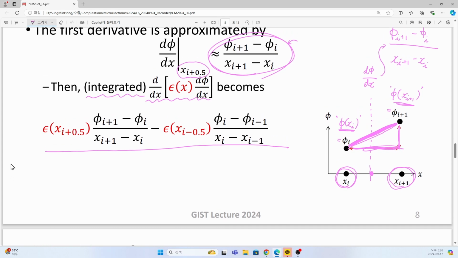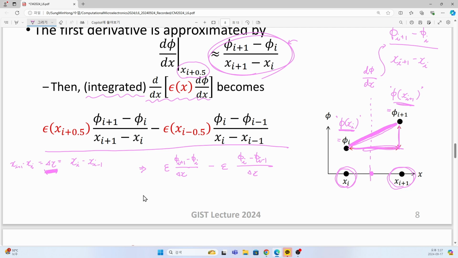Wow. So now let me just give you a concrete expression. For example, let's say that x sub i plus 1 minus x sub i is equal to delta x, and that is the distance between x sub i and x sub i plus 1. So it means that we have a uniform grid with a distance of delta x. Also let's say that epsilon is constant. In this case, now we have epsilon over delta x times phi i plus 1 minus phi i, minus epsilon times phi i minus phi i minus 1 over delta x.